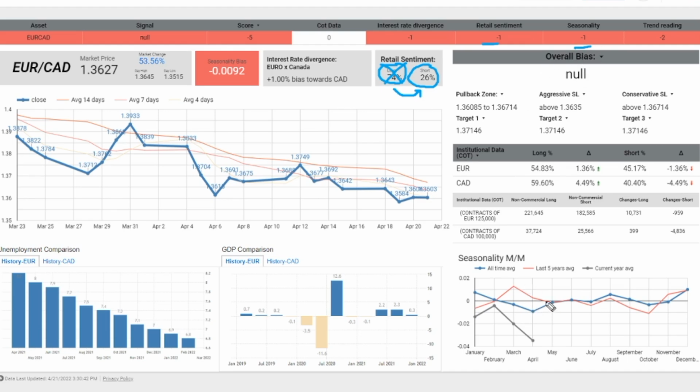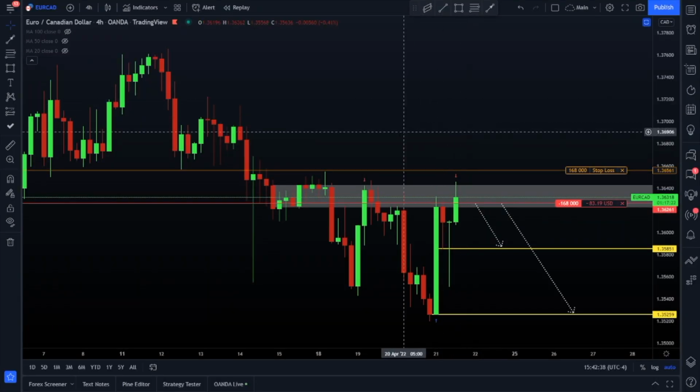Seasonality is the next one. So during the month of April, historically, the euro Canadian tends to decrease in value. So the euro goes down relative to a strengthening CAD. So that gives me a bias during this month to look more for shorts. So it gets a -1 in the category. And finally, a -2 for trend reading, as we have a strong downward trend at the time of recording this. So all said and done, we're in the trade.